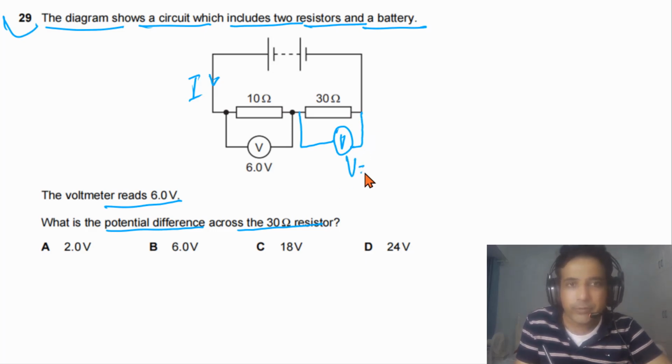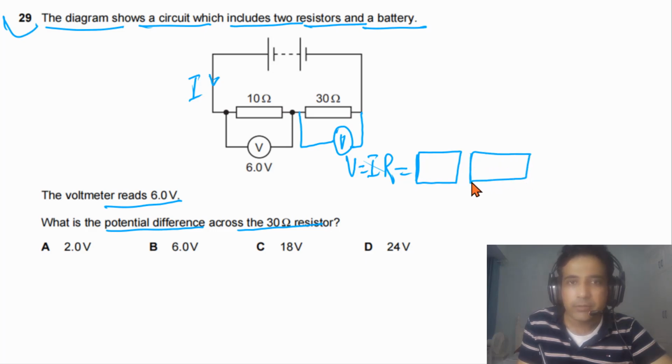In order to find the reading on this voltmeter, we need the value of current because we have the value of resistance already. So then we can plug in the value of resistance and the value of current here, multiply it with the given resistance, and calculate the value of PD across this resistor.